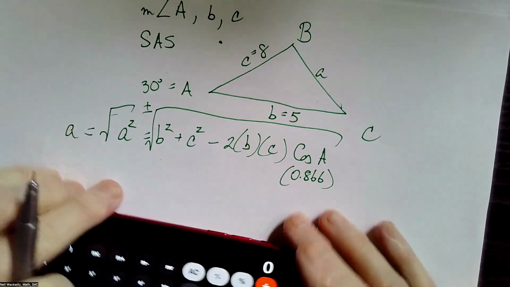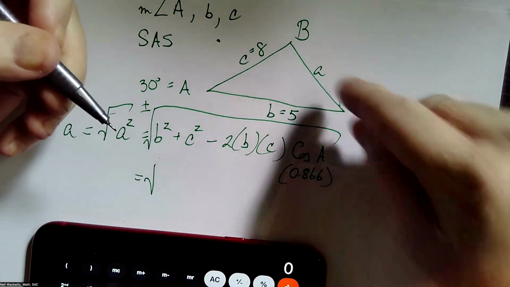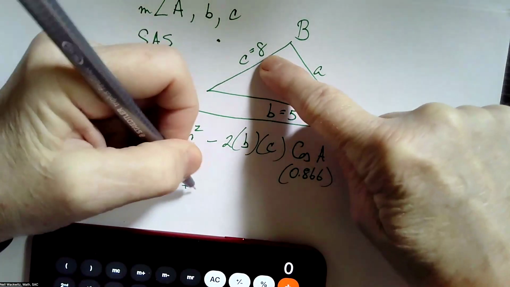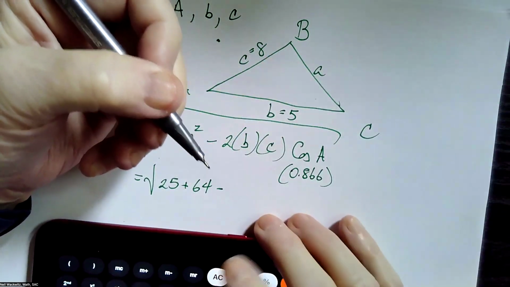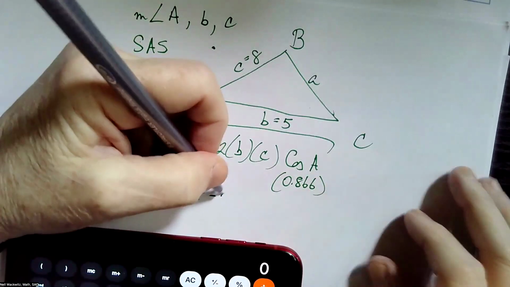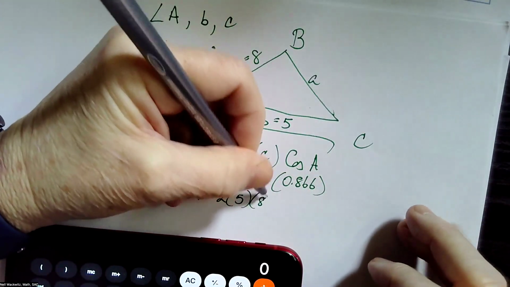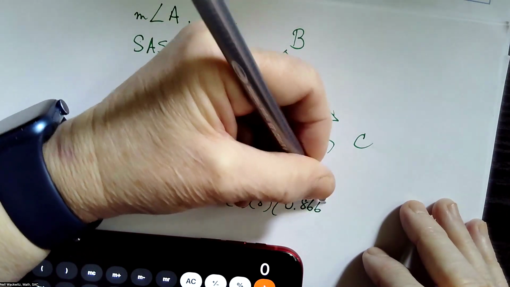So we've got 25 plus 64 minus, and let's see what this amount is, let's write it in here, 5, 8, 0.866.